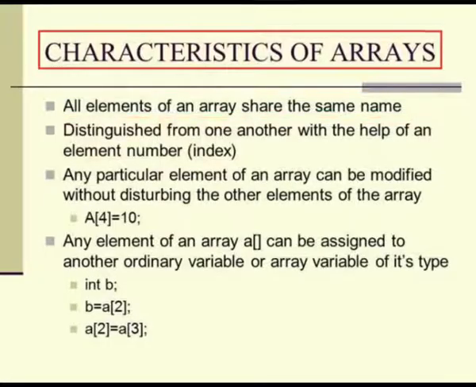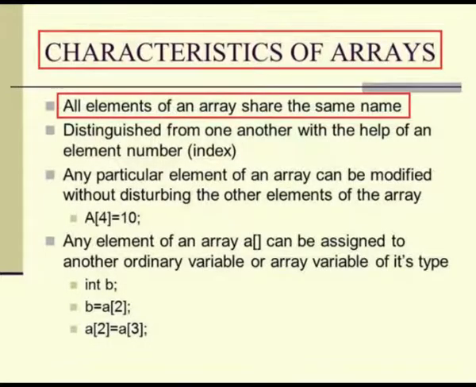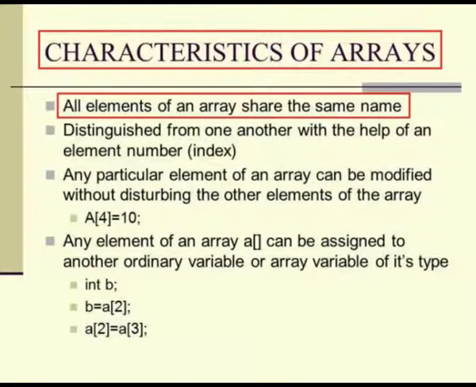Next we move over to the characteristics of arrays. So, why do we need a structured data type like this in C? The first thing is all the elements of an array share the same name. Suppose you need around 10 or 20 values to be used in a program, you do not have to find new names for each of those values. As long as they are of the same data type, you can store them under the same variable name.